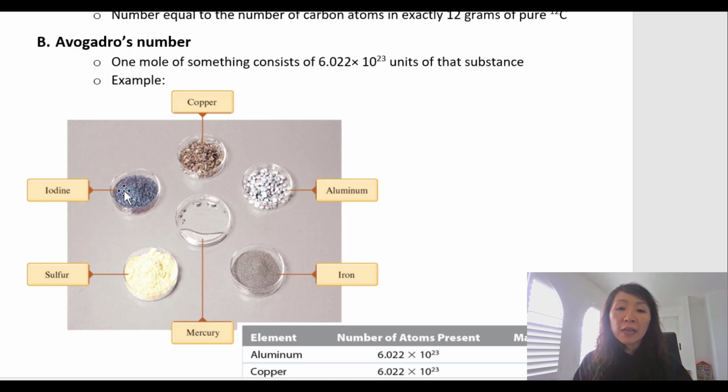For example, look at aluminum. If I were to count every aluminum atom in this petri dish, I would be counting 6.022 times 10 to the 23 aluminum atoms. If I were to count every atom here of iron, it's the same thing. I would get Avogadro's number. So it's nicely put here.